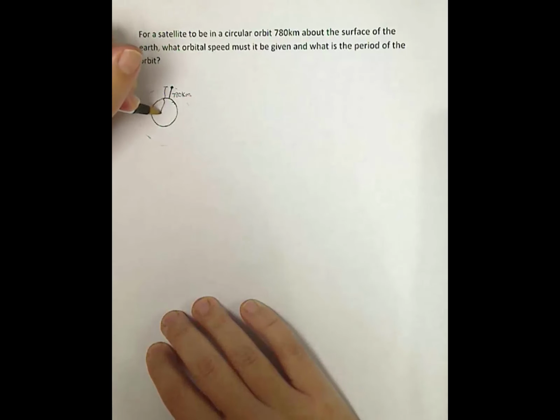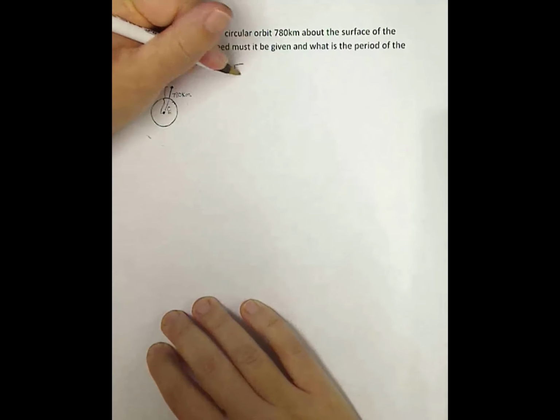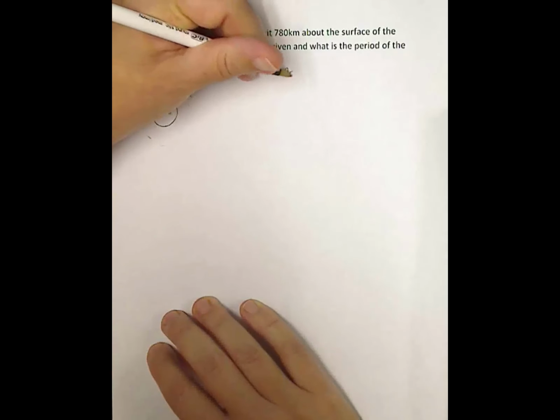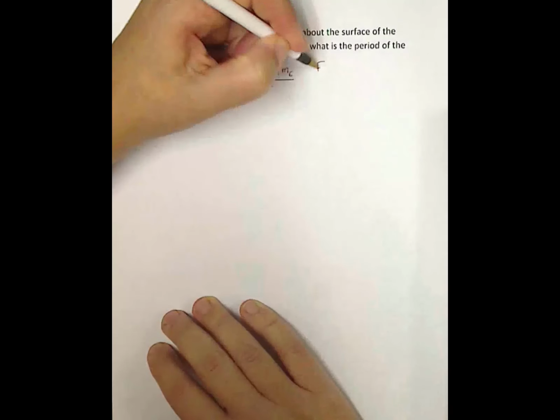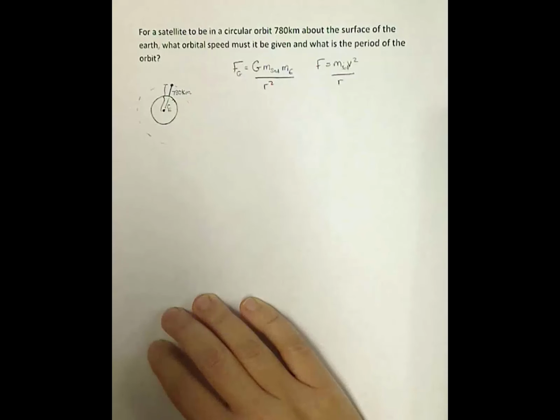The radius of the satellite's orbit is the distance from the very center of the Earth up to where the satellite is, so we have to add on the radius of the Earth in there. Okay, so what are our equations? Well, we've got a gravitational attraction between the mass of the satellite and the mass of the Earth. The force has to be equal to mv squared over r, and the mass is going to be the mass of the satellite, since that's the thing that's going around in the circle. And we want to know what's the orbital speed and what's the period.